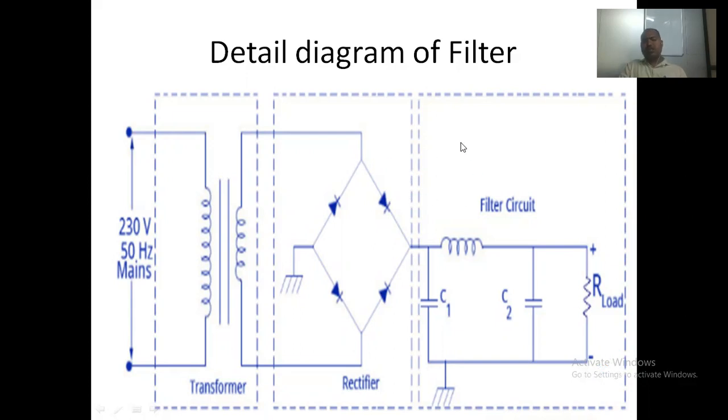Now see the second half cycle. We know that AC has a positive and a negative half cycle. Now the negative half cycle is coming: minus here, plus here. Due to that plus voltage, this diode is conducted, and at the same time due to the minus, this diode is conducted, so negative is coming across here. This is in the first half cycle.